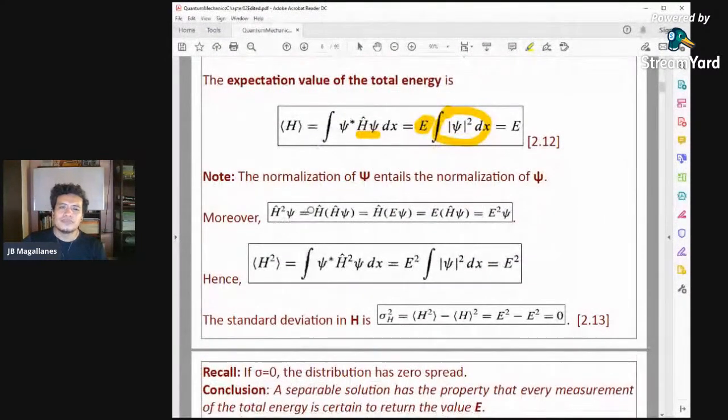So we'll now go to the normalization of phi, because as I've said, we have to normalize the wave function, since the total probability has to be equal to 1. So we will normalize that later.